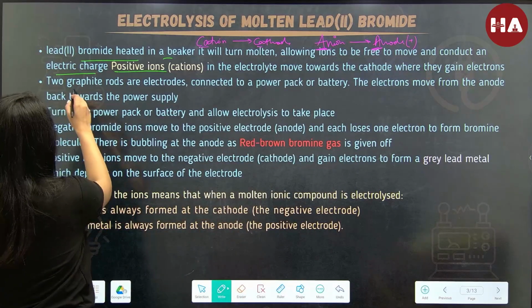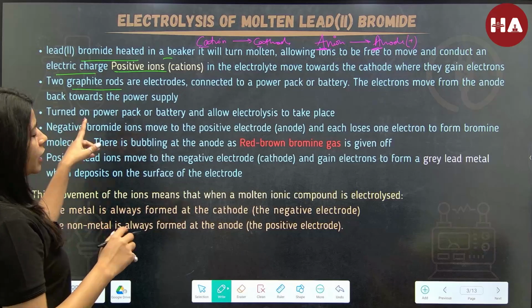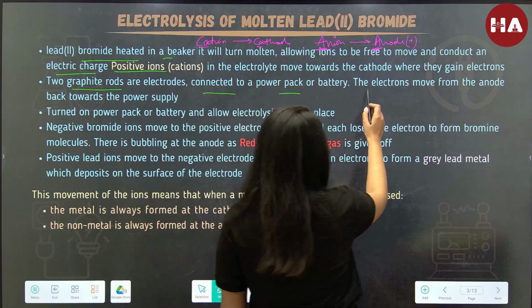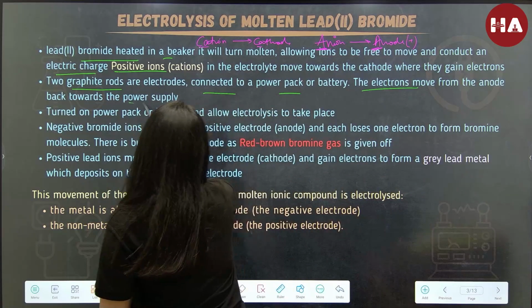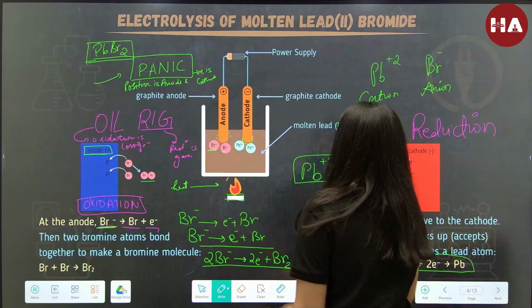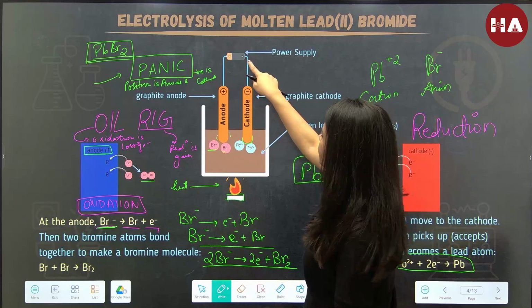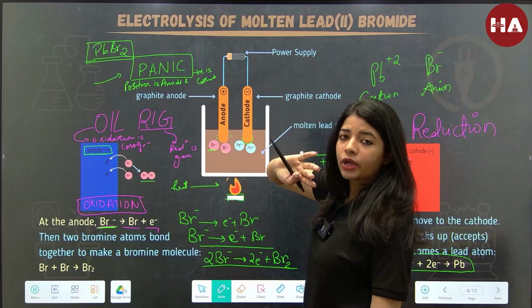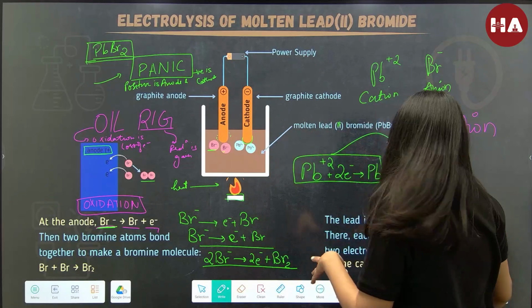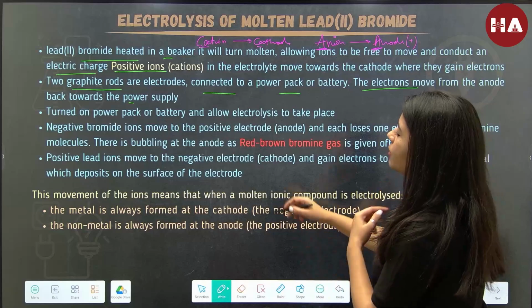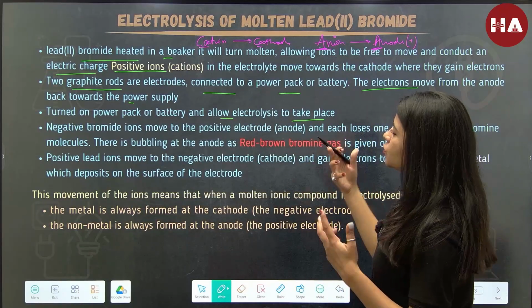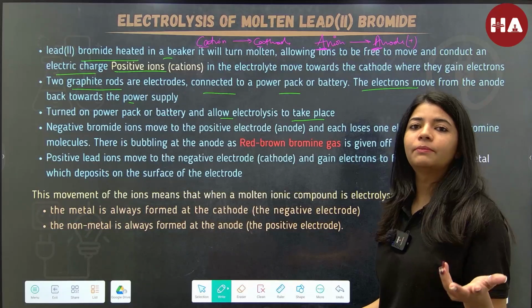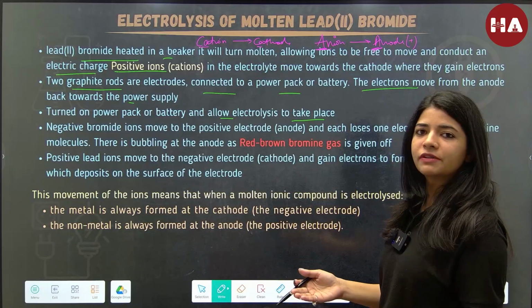Next, 2 graphite rods are electrodes, connected to a power pack or battery. The electrons move from the negative terminal of the battery to the cathode, then to the anode, and then back to the positive terminal of the battery. This we already know. Next, turning on the power pack or battery allows the electrolysis to take place. So for the experiment to actually take place, we have to first turn on the battery. Obviously, that's how the electrons will start moving.